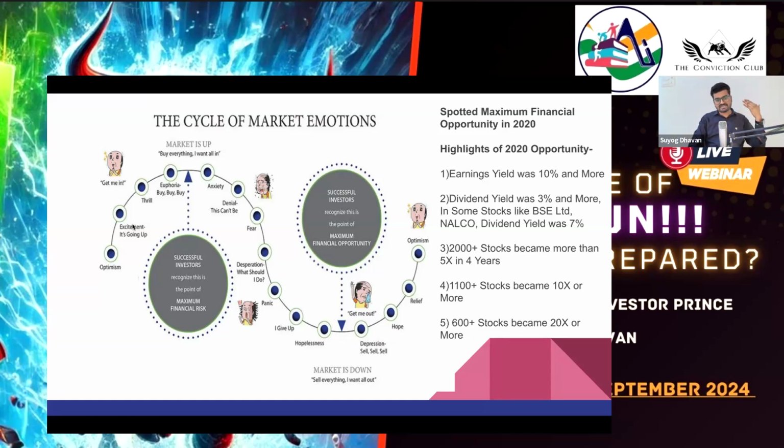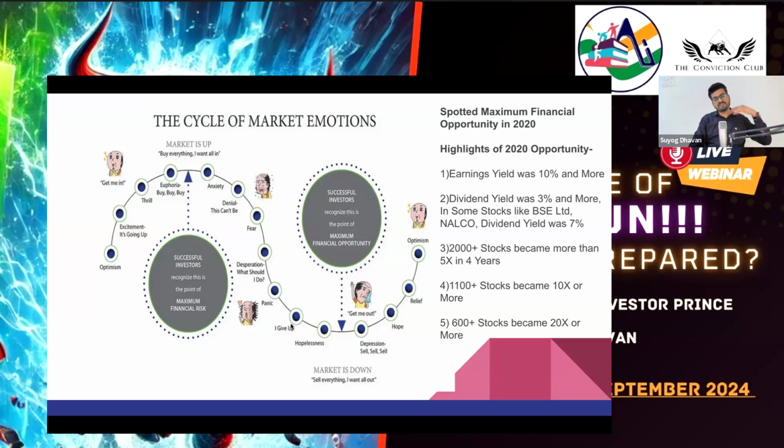If we see this cycle, it moves in a pendulum way. It has its own extremes on both ends. We saw during COVID it was a maximum financial opportunity, where many people liquidated their portfolios during the downturn. But that was a great point to start any investment, because the earnings yield itself was more than 10%. So you would have made more money in the stock market than by putting it in a bank FD.